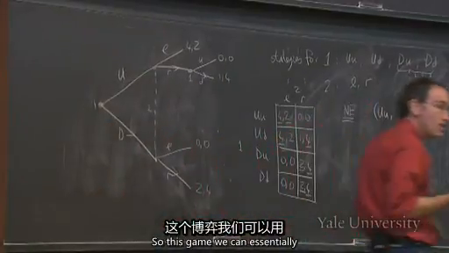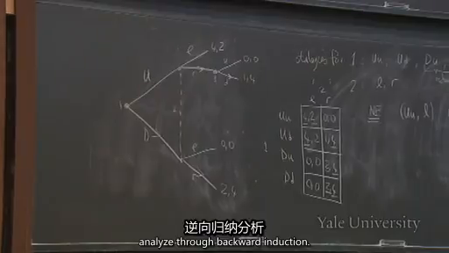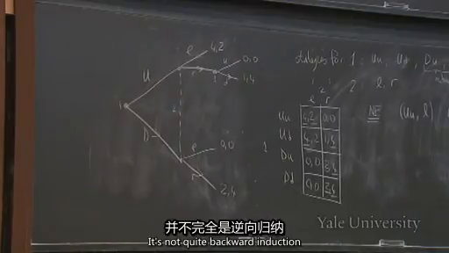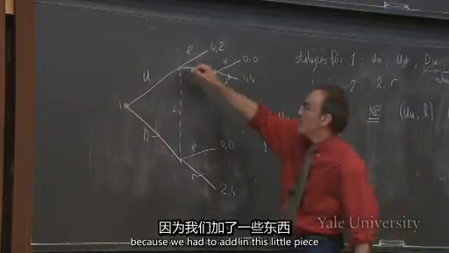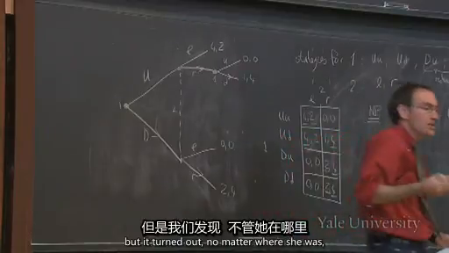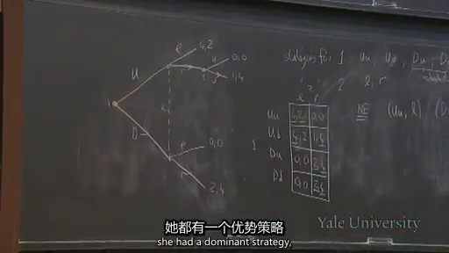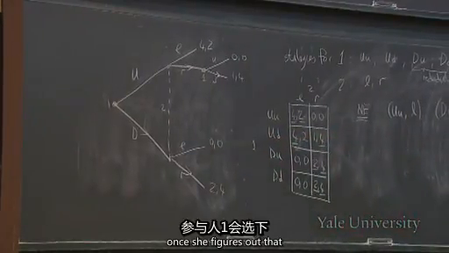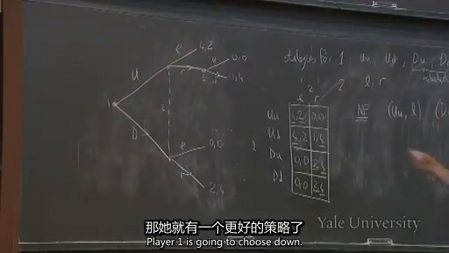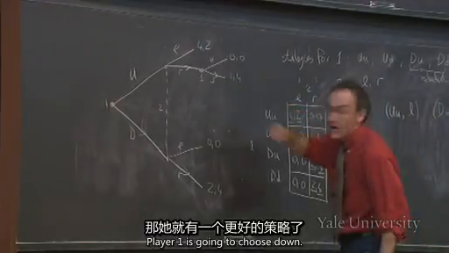So this game we can essentially analyze through backward induction. It's not quite backward induction because we had to add in this little piece about 2 not knowing where she was, but it turned out no matter where she was, she had a dominant strategy, she had a better strategy once she figures out that player 1 is going to choose down.